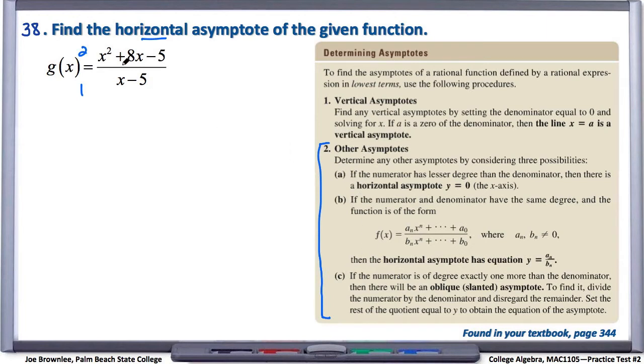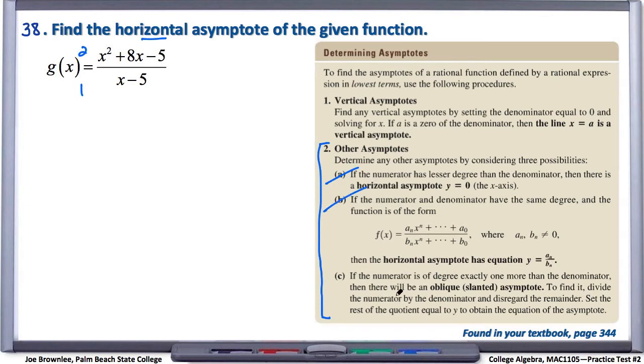A says that if the numerator has a degree that is smaller than the denominator, then the horizontal asymptote is automatically y equals 0. We can see that's not what's happening here. The numerator is in fact bigger than the denominator, so A is not what's happening. How about B? B says if the numerator and the denominator have the same degree, then we simply take the ratio of the coefficients. Again, that's not what's happening here, so we can cross out B as a possibility.